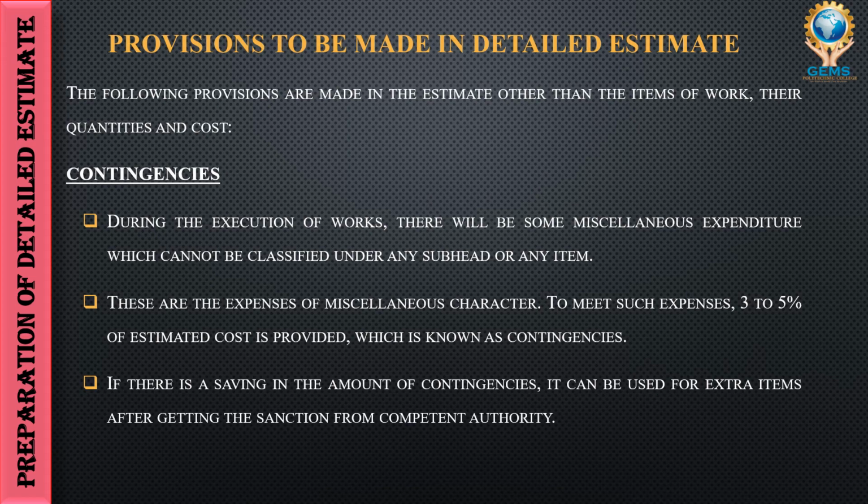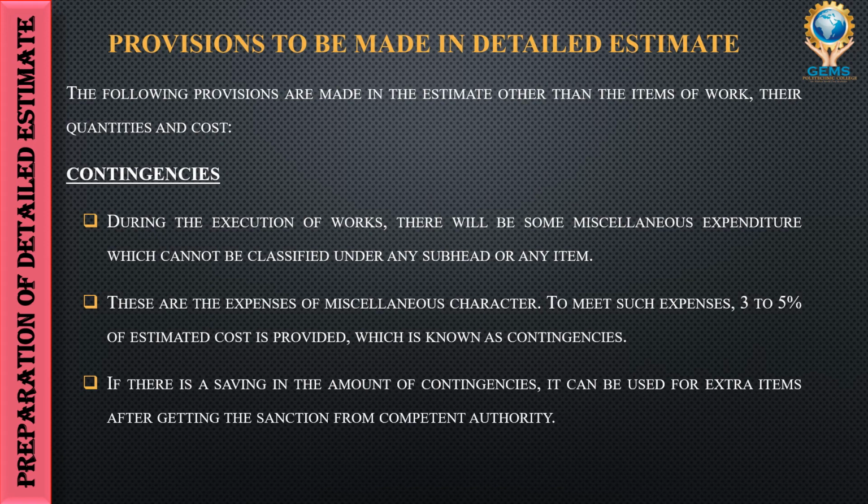So the first one is what? Contingencies. Contingencies means it is a provision for a future event, which is possible but cannot be predicted. For that purpose, we need to add a percentage for contingencies while preparing a detailed estimate in construction. Contingencies means a provision for a future event. That is called contingencies.